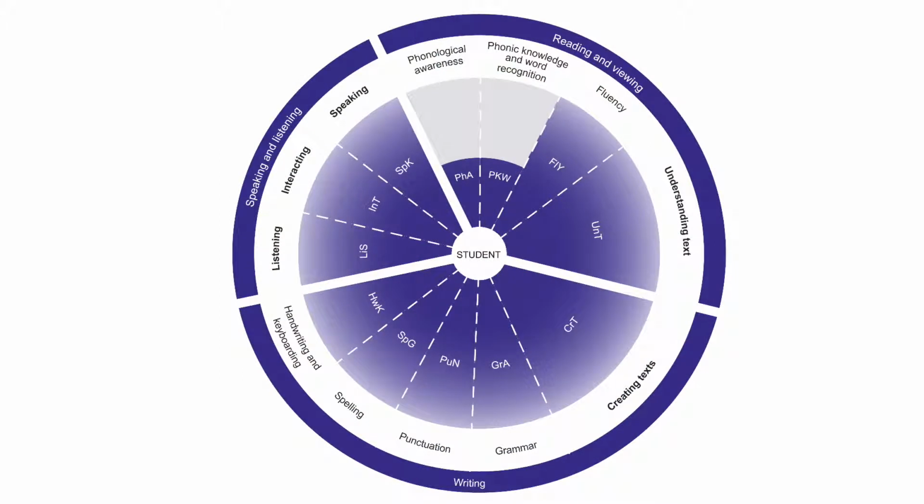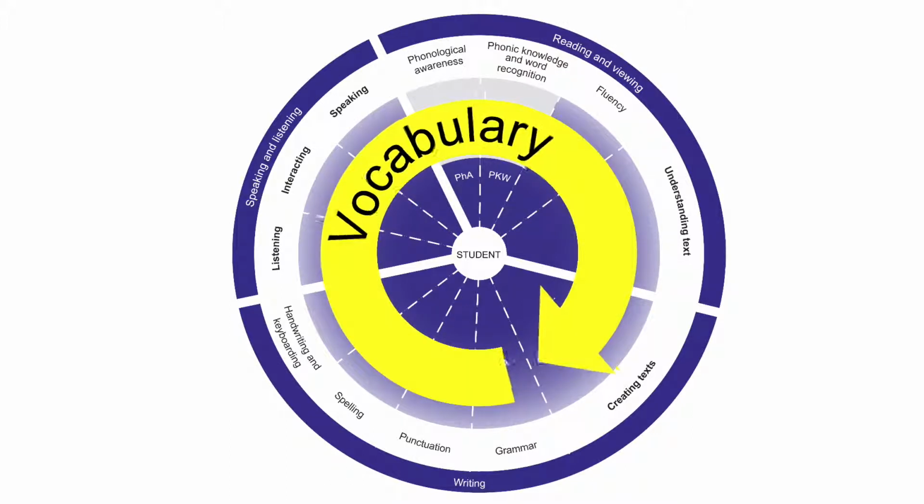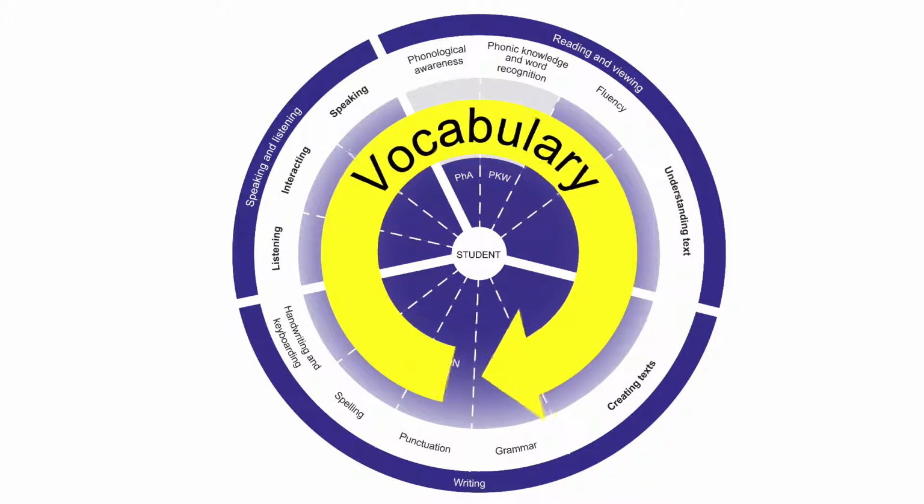The 5 sub-elements, in bold, creating texts, understanding texts, listening, interacting and speaking, are overarching sub-elements that provide a holistic view of literacy capability and are supported by the detail given in the remaining sub-elements. For example, in reading and viewing, the sub-elements of fluency, phonic knowledge and word recognition, and phonological awareness detail skills that underpin the sub-element of understanding text. Due to its importance in literacy development, vocabulary is included within and across sub-elements.